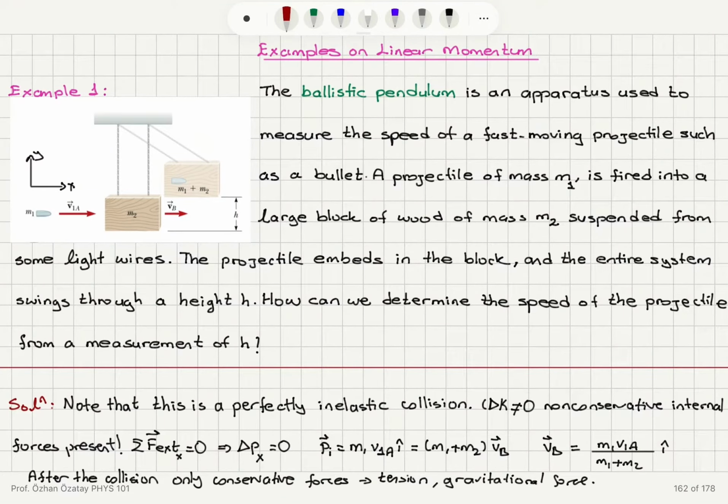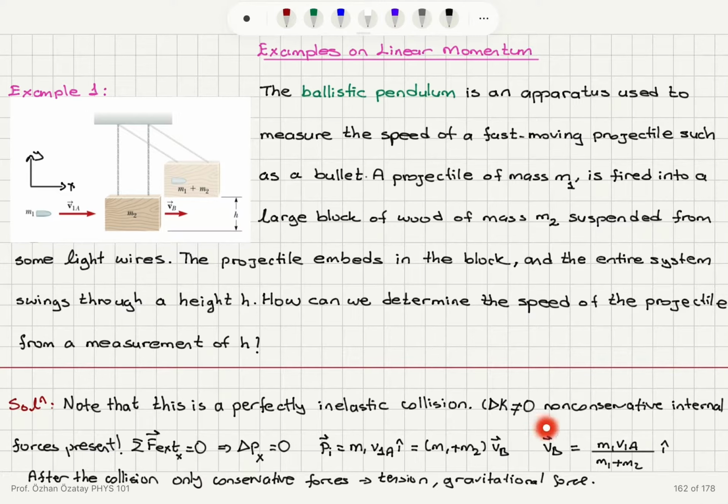So to summarize, we have a particle, a bullet with mass m1 colliding with a block of wood with mass m2, getting embedded in it, making a perfectly inelastic collision. In the collision process, since we have deceleration of m1 inside m2, we have non-conservative internal forces present. That's friction that is stopping m1 inside m2.